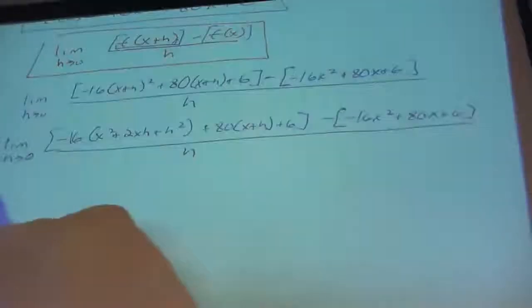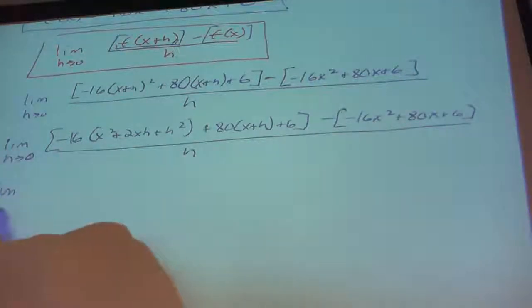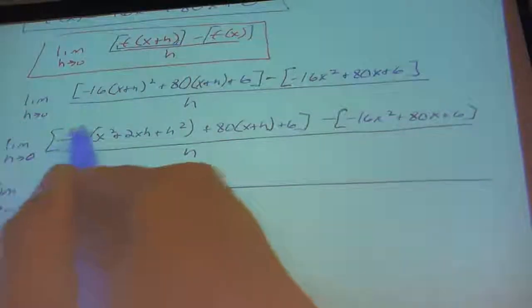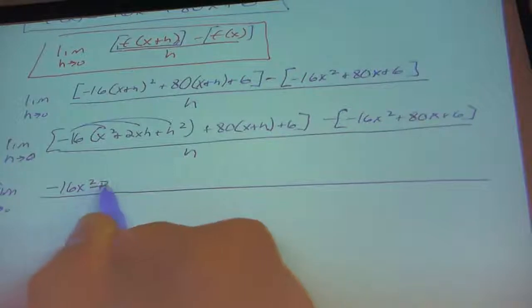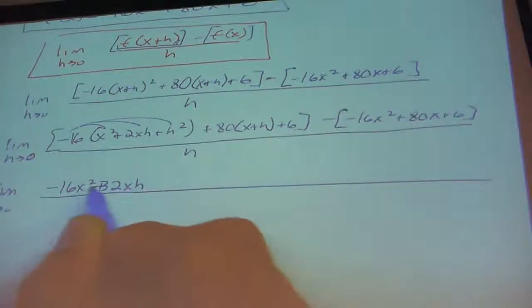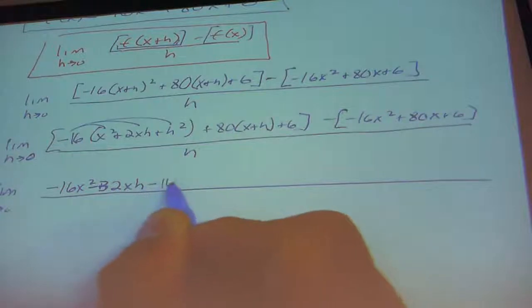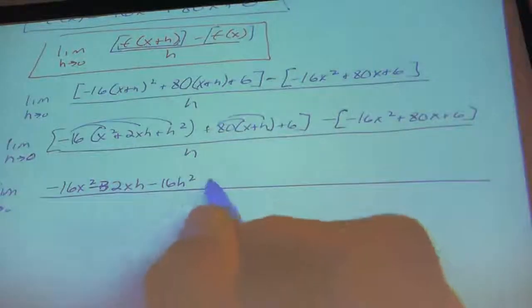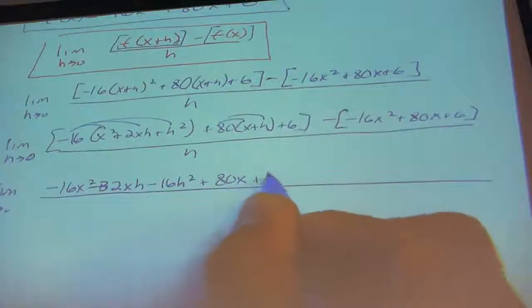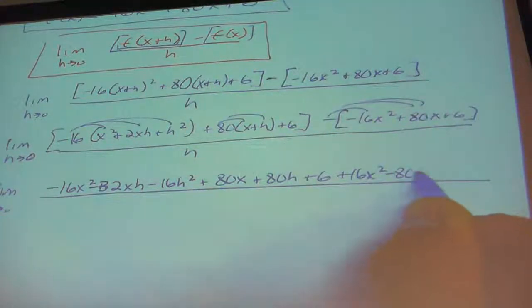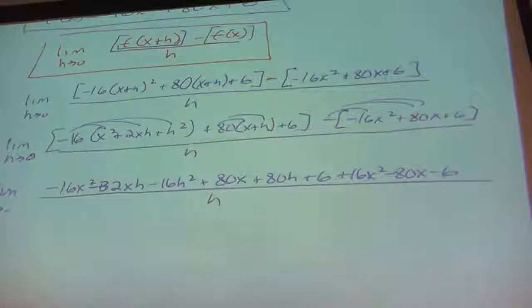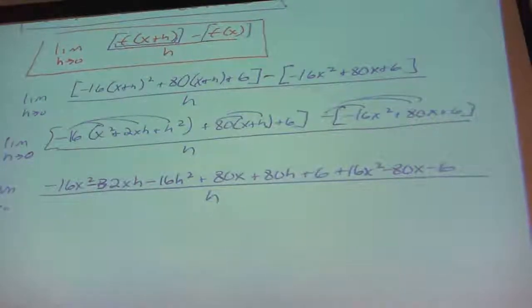All right. So limit as h approaches 0. Again, this is all algebra. Negative 16x squared minus 32xh minus 16x squared plus 80x plus 80h minus 6. This is the part that intimidates everybody, right? But it's just algebra, it's just algebra, it's just algebra.